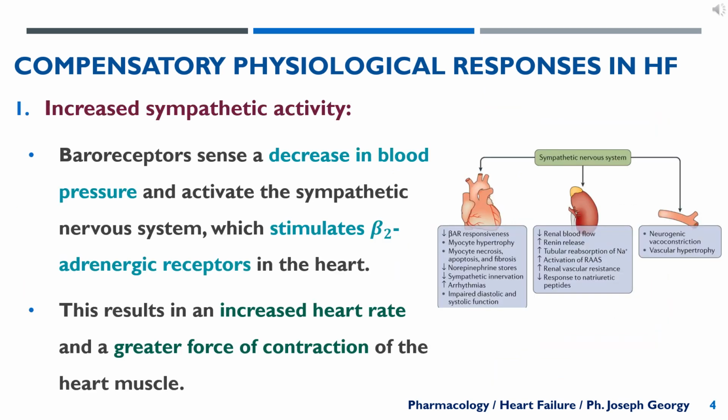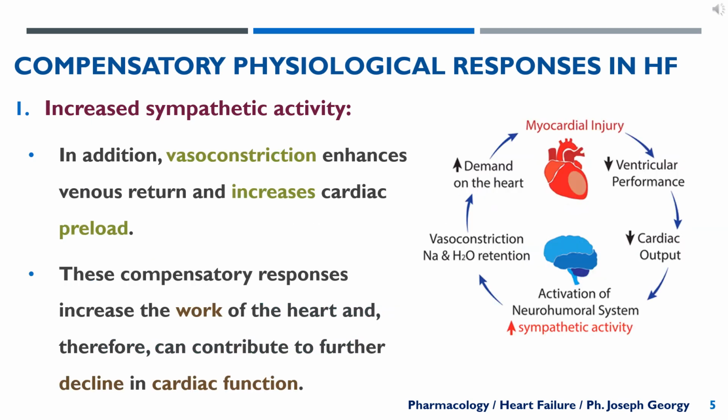Now I'm going to talk about the increased sympathetic activity. Here we should know that baroreceptors sense a decrease in blood pressure and activate the sympathetic nervous system, which stimulates beta-2 adrenergic receptors in the heart. This results in an increased heart rate and a greater force of contraction of the heart muscle. In addition, vasoconstriction enhances venous return and increases cardiac preload. These compensatory responses increase the work of the heart and therefore can contribute to further decline in cardiac function.